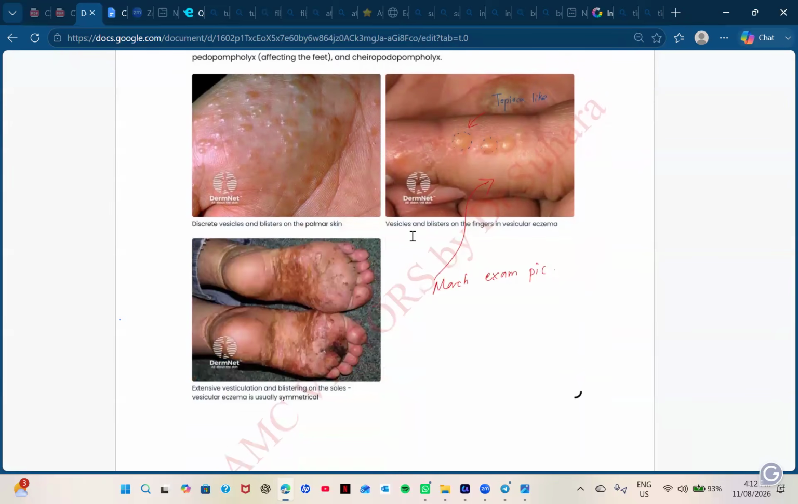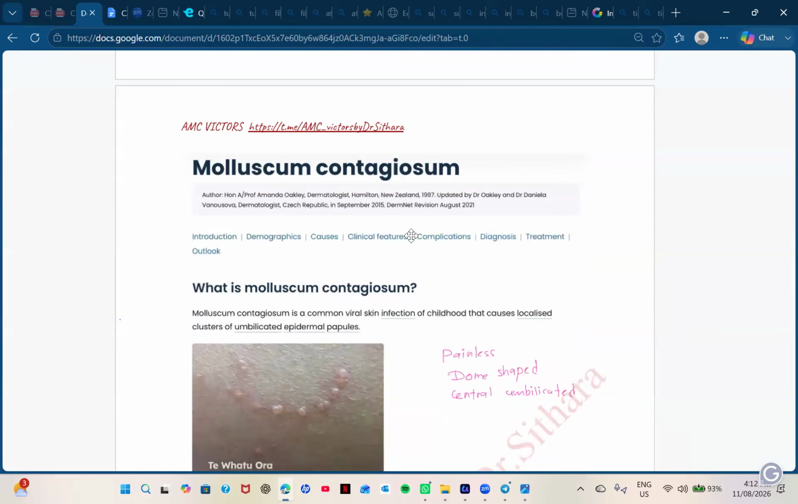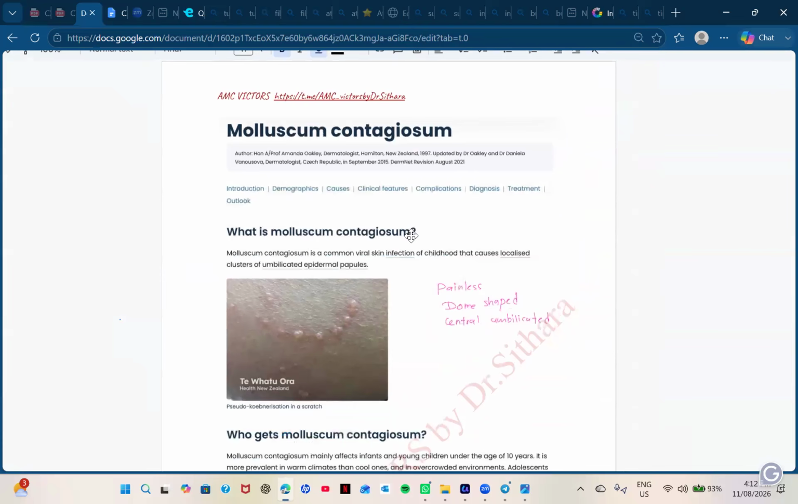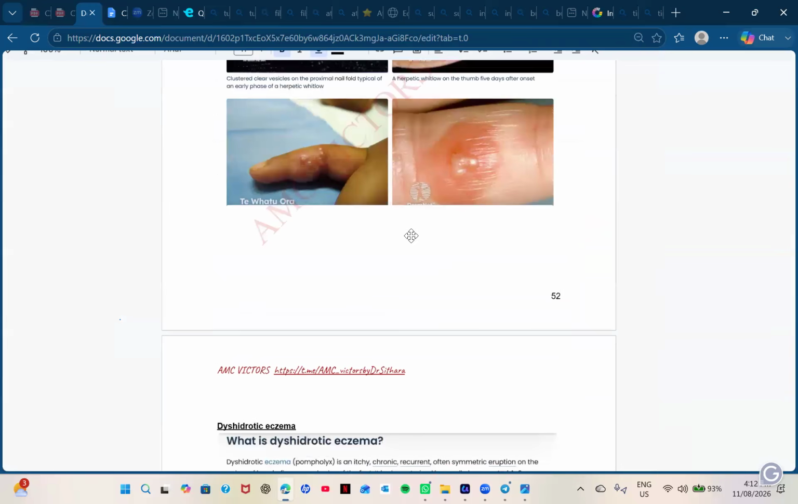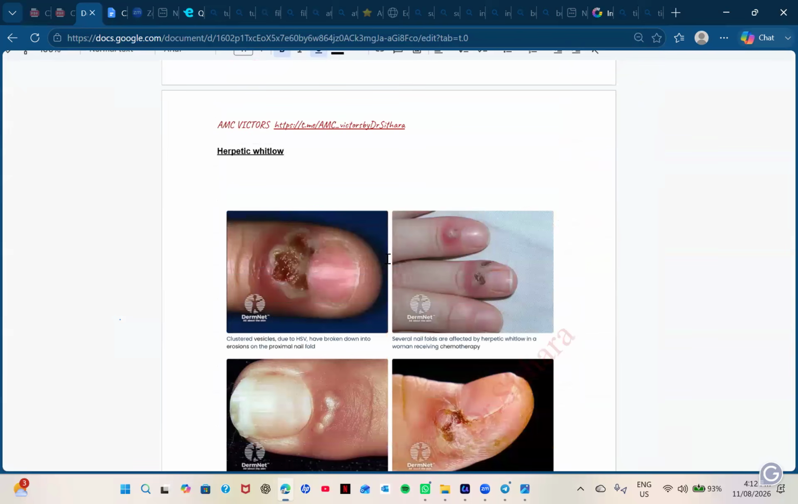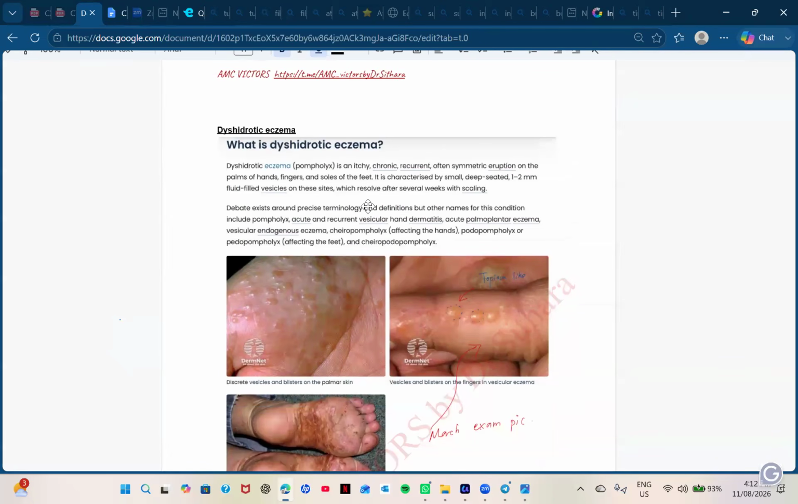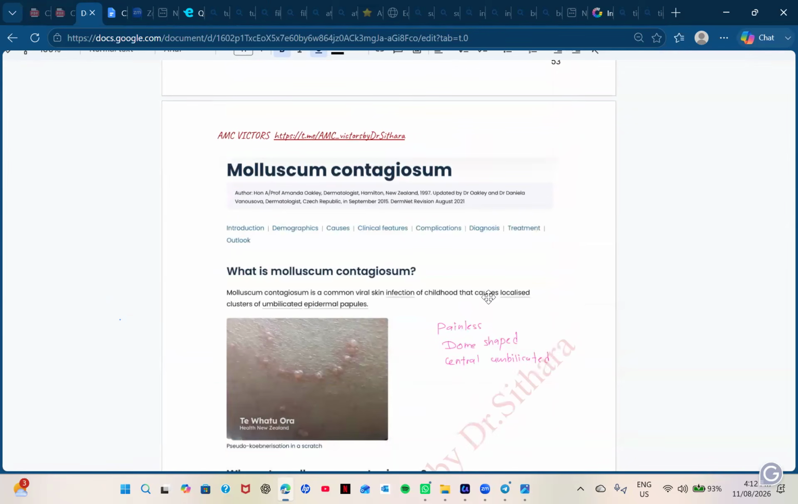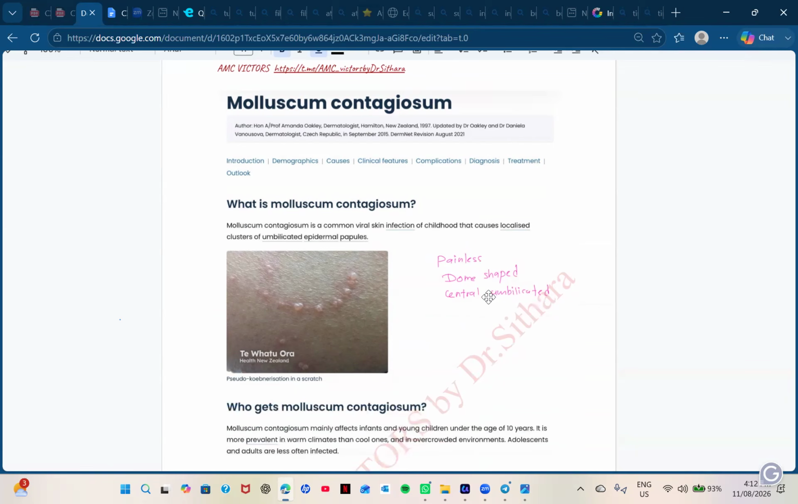Okay, very important. So how does molluscum contagiosum present? Because I have attached these three, herpetic whitlow, molluscum contagiosum, and the other one, and appearance-wise they are the same. That's what I want to give here, to compare these things, right?